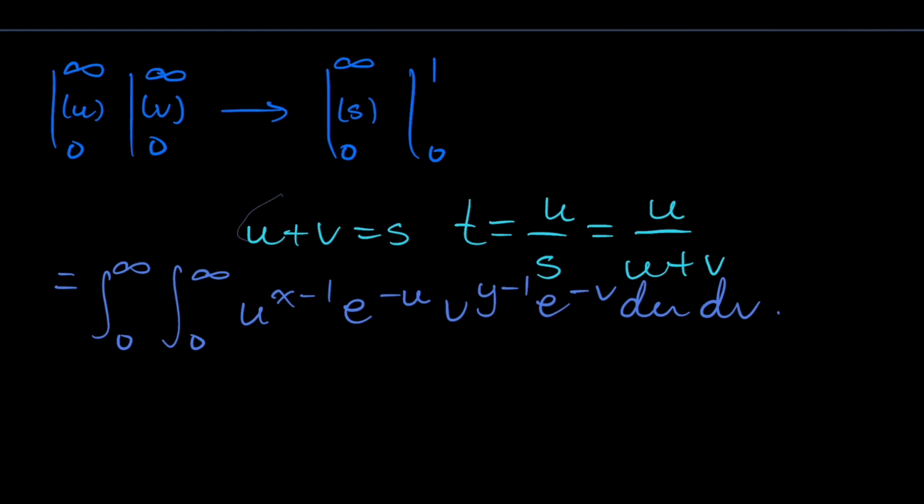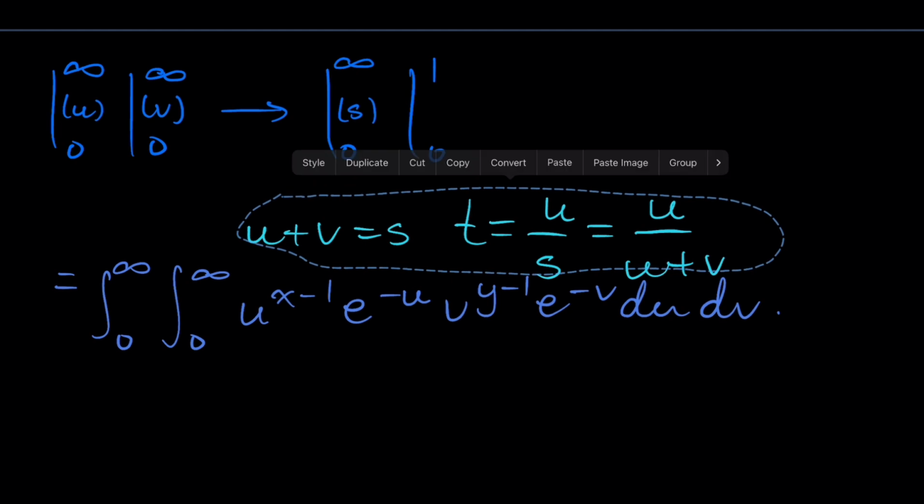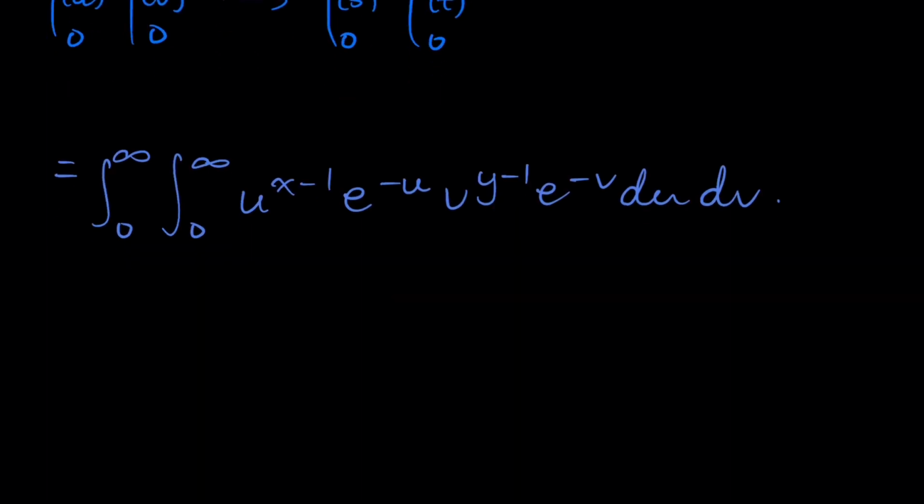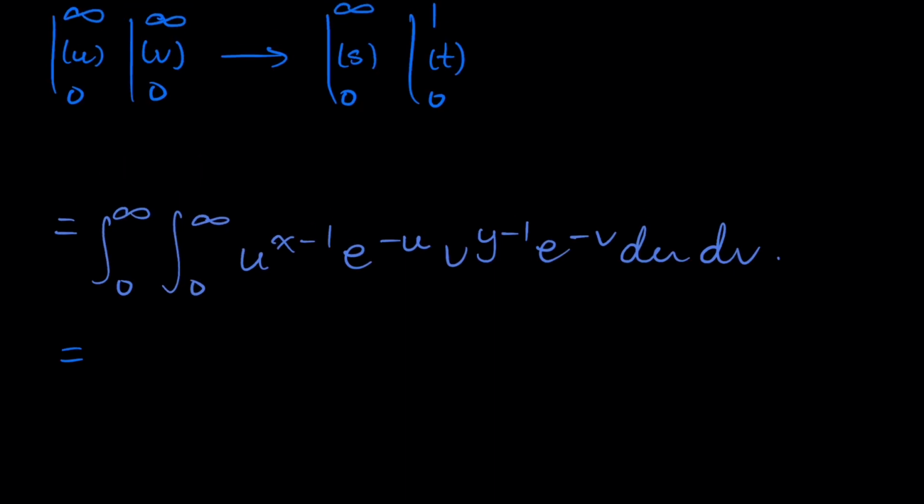Fantastic. Now let's get rid of this. And this is the value for t. And so we can use these limits now to derive our final expression. So we have to change the limits. This is from 0 to infinity, from 0 to 1.